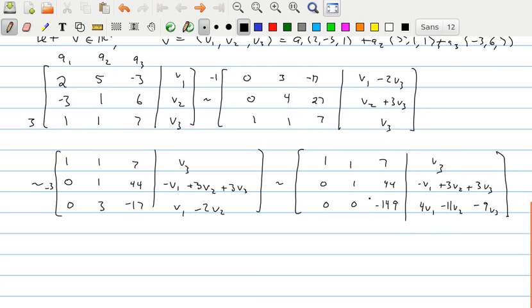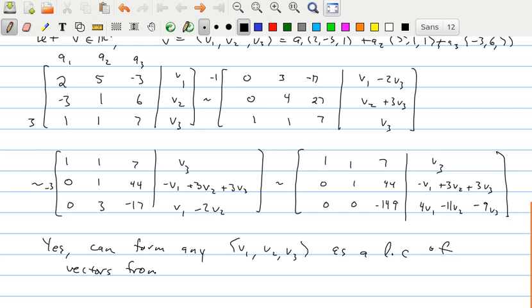And now at this stage we could divide the bottom row by negative 149 and then employ back substitution. So that just says, since we didn't get a row of zeros here, that yes, we're able to form any vector v1, v2, v3 as a linear combination of vectors from our set. So it spans all of R3. So that's the idea of a spanning set.